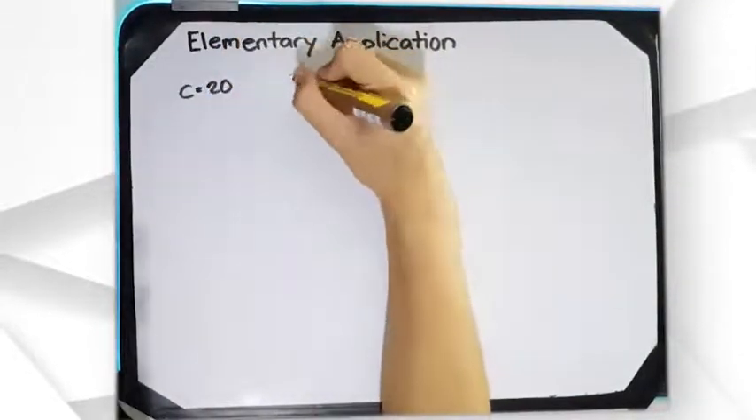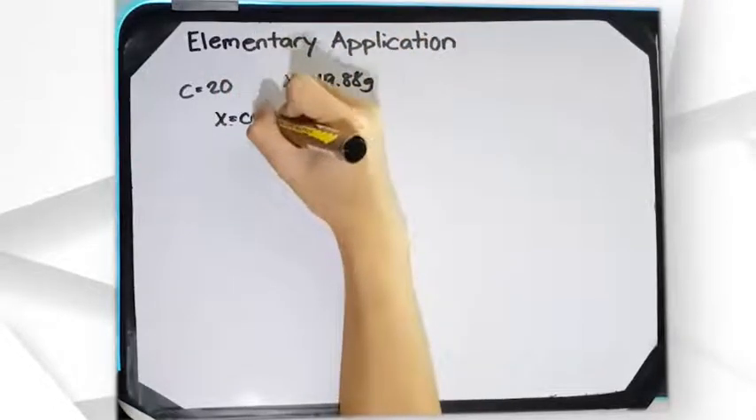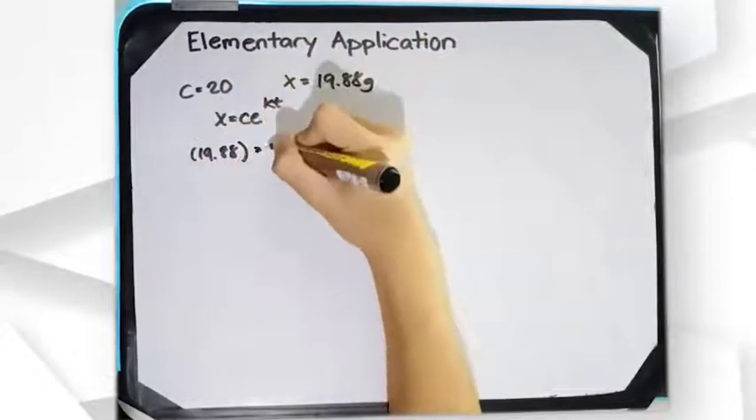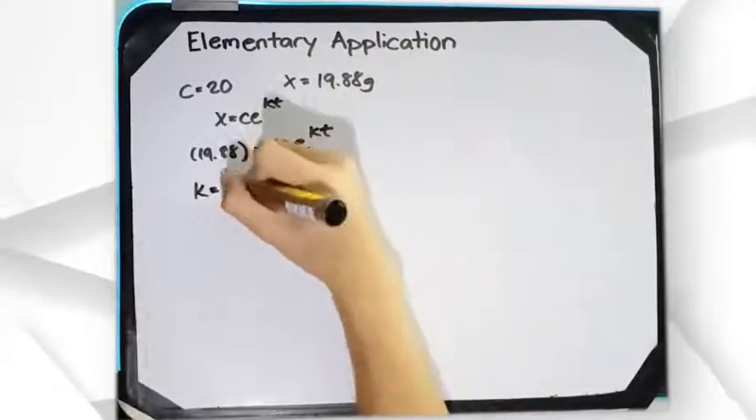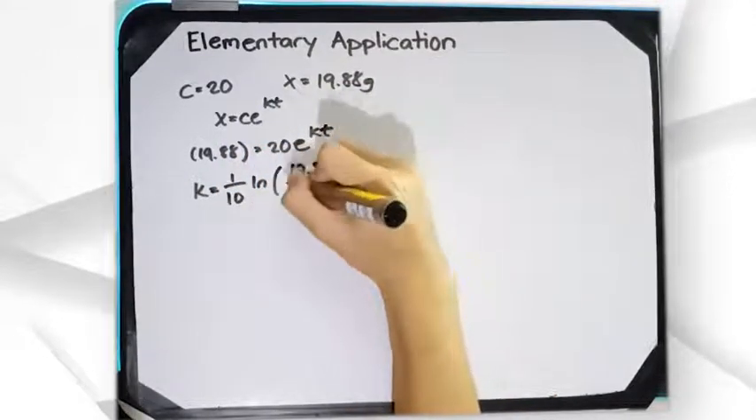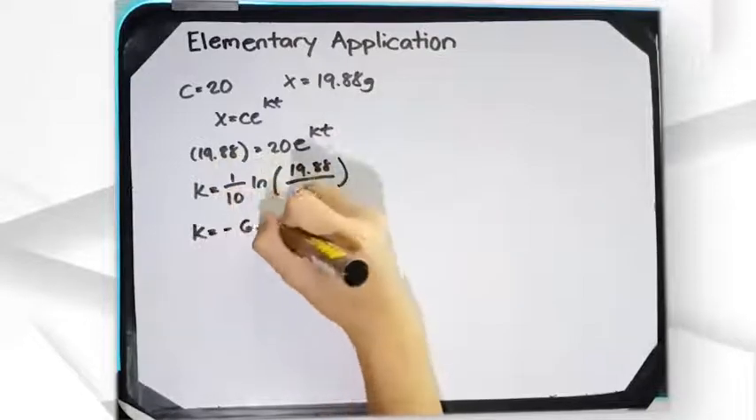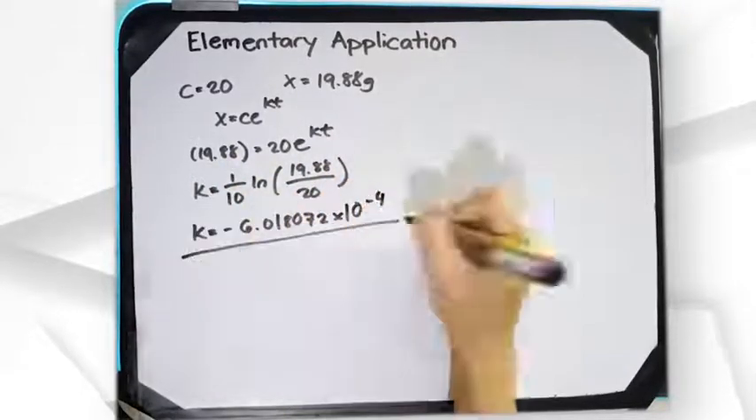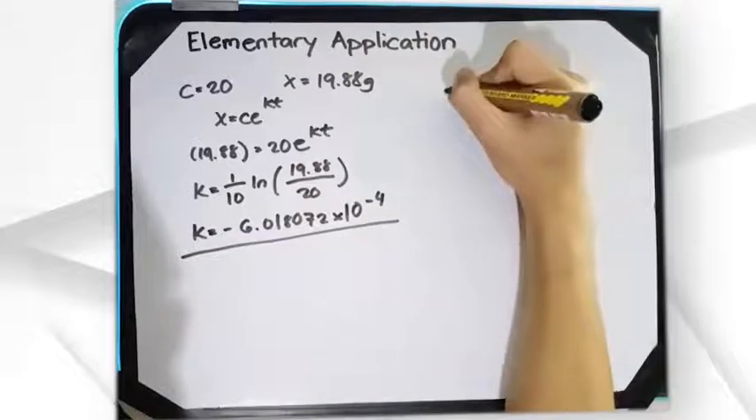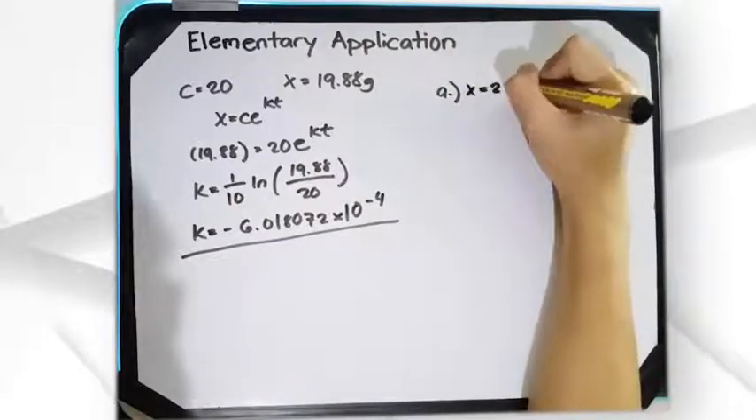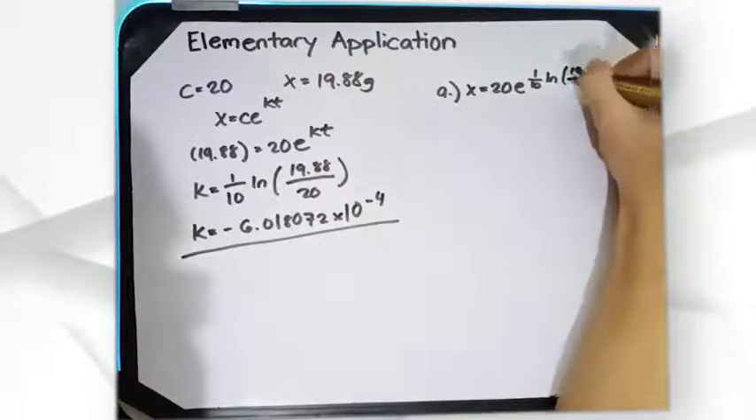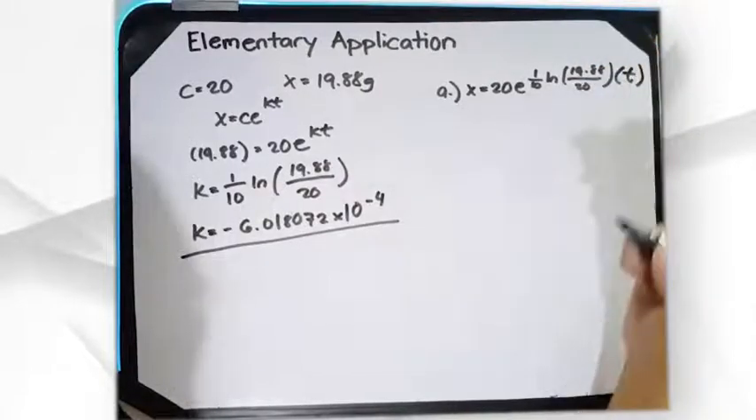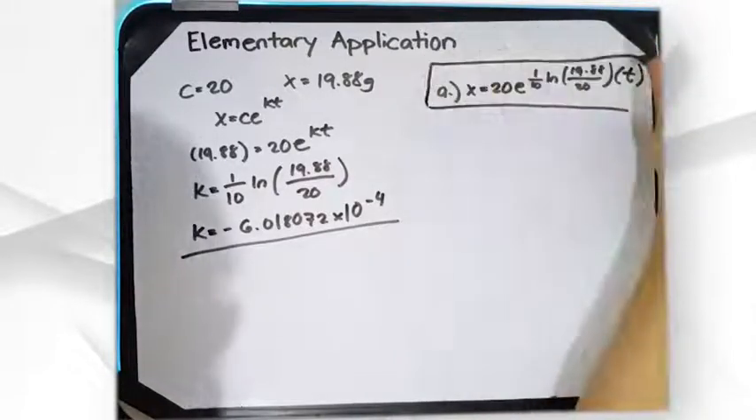Since we have now the value of c and x, we can now substitute this to the general solution. Doing so, we can now find the value of k. Using a calculator, the value of k is equal to negative 6.02 x 10 raised to negative 4. Since we have now the value of c and k, we can substitute this to the general solution and we can get the answer in A. This will now be the model that will predict the amount of radium at any time t.